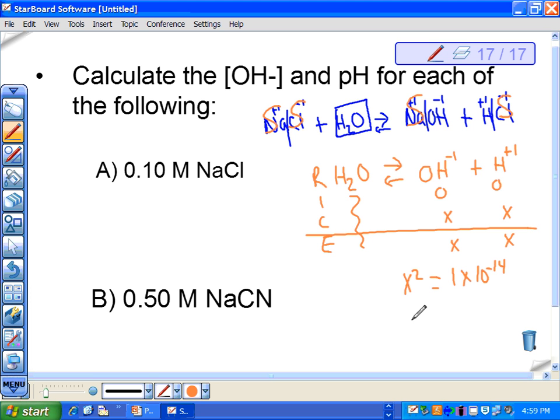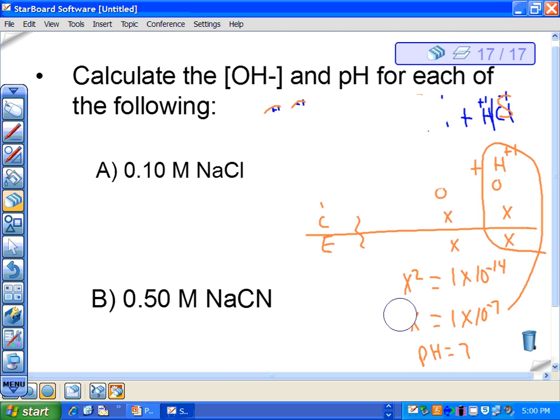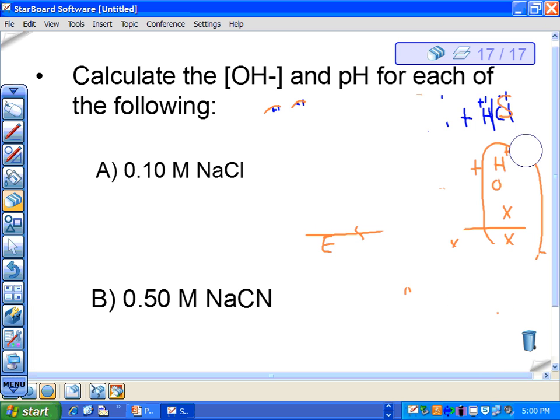So if I take the square root of that, you would find x is 1 times 10 to the negative 7. If you're looking to find pH, I need this one. If I took the negative log of that, you would find the pH is 7. So I just proved it mathematically to show you that a neutral salt, they'll all look like this. They'll all be water and that. Unfortunately, this guy down here is not a neutral salt, so he's going to give us some problems. So let me get this erased.